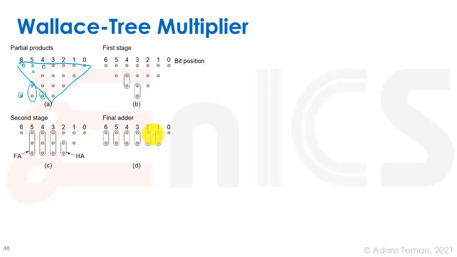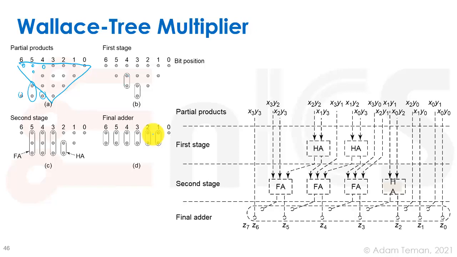The 2 vectors go into a final adder, and we can show this over here. So the partial products are going to go into these 2 half adders at the first stage. The outputs of the half adders are going to go into these 3 full adders and 1 half adder on the second stage, and the outputs of that are going to go into the final adder that we can implement with any one of the adder techniques that we learned before. So this is going to do a really nice type of a reduction.